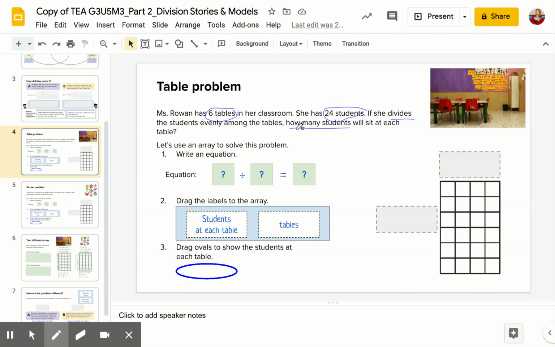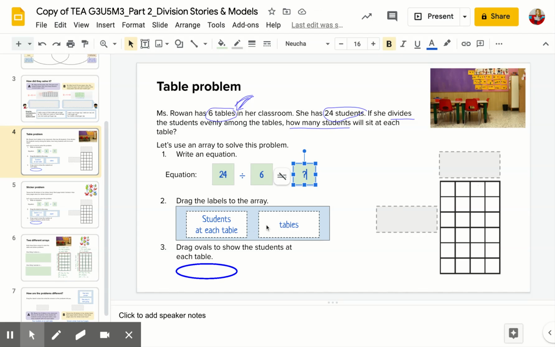In a division problem, you always start with something that you're splitting up. Then you either know how many groups you have. That's what we have in this case. We know that we have 6 groups of students at tables, and we're trying to figure out how many students are in each group. So the equation is going to be 24 divided by the number of tables, 6, equals how many students at each table.